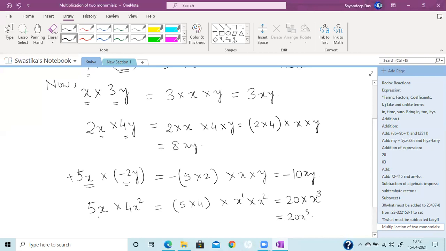So here only you can see 5 4s are 20. x into x square is equal to x raised to the power 3 or x cube. So this is about the multiplication of the two monomials.